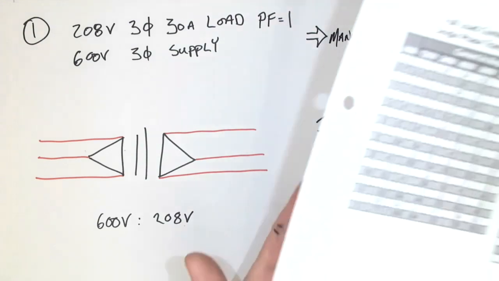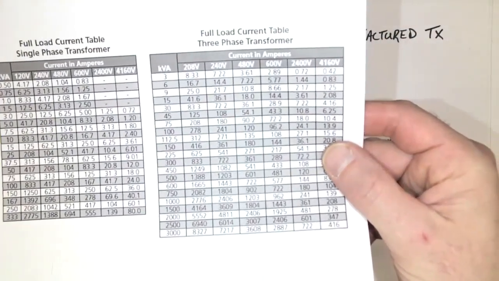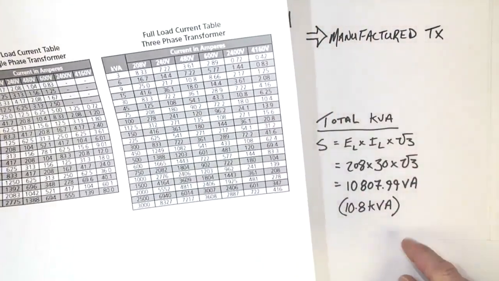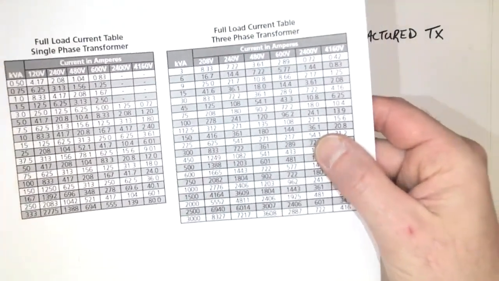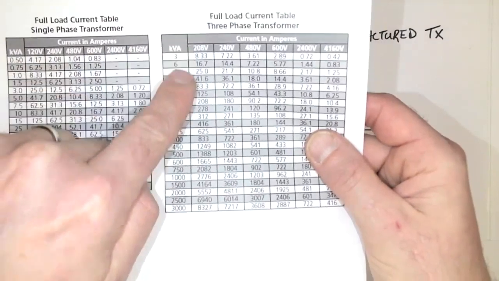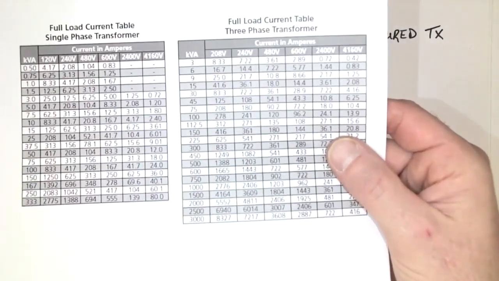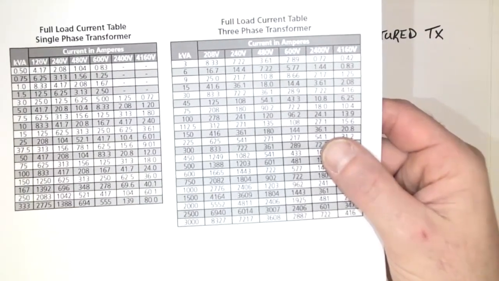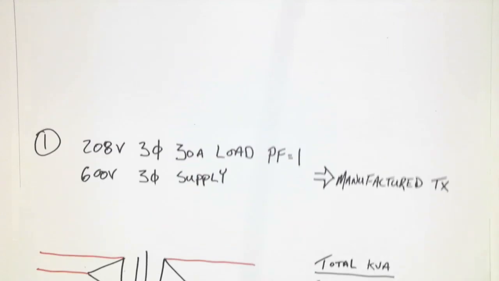Now let's take a look at our three-phase transformer sheet here. It looks like they don't make a 10.8, which is going to be a weird number. But if we take a look at the kVA column right here, these are three-phase transformers, and it looks like a 15 kVA is what we would then purchase and install. So we'd have a little extra capacity there.